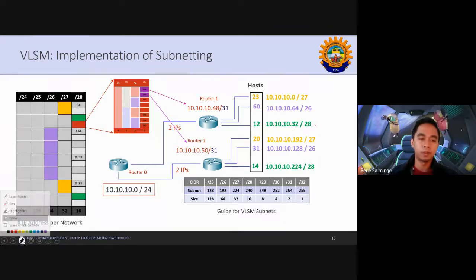Okay? So if you use slash 24, remember, you're going to occupy the whole block itself. This would make us not able to utilize our IP addresses properly because we are referring to variable subnet mask. But why is it, on our example?